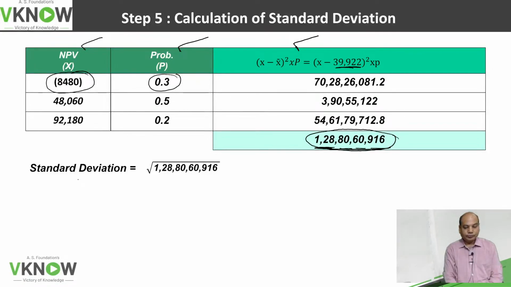Under root 128 crore 80 lakh 60,916. Anybody wants to reply? What is the standard deviation? Please reply. So that is approximately 35,890.